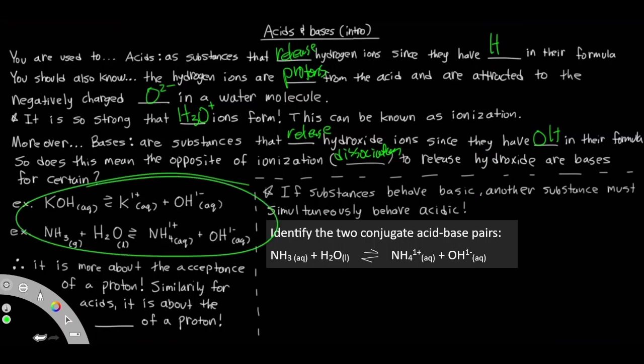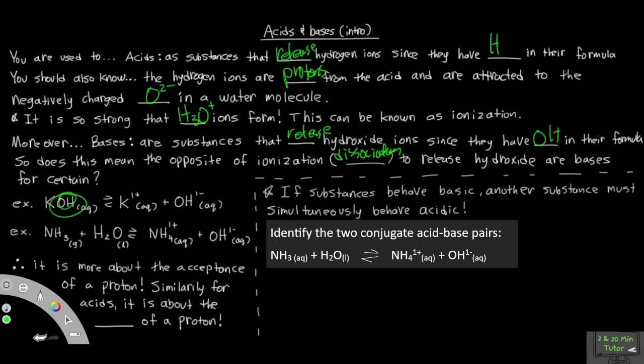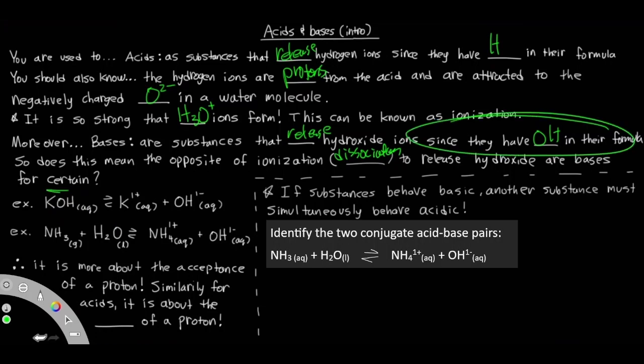So let's look at these two examples down here. Look at this base over here. Okay, this base is KOH. It is aqueous, so it's dissolved in water. So when you dissolve it in water and it breaks apart, we have K plus and OH minus. Okay, OH minus is released because OH is actually in the formula as we wrote it in this statement, right? So is that for certain?